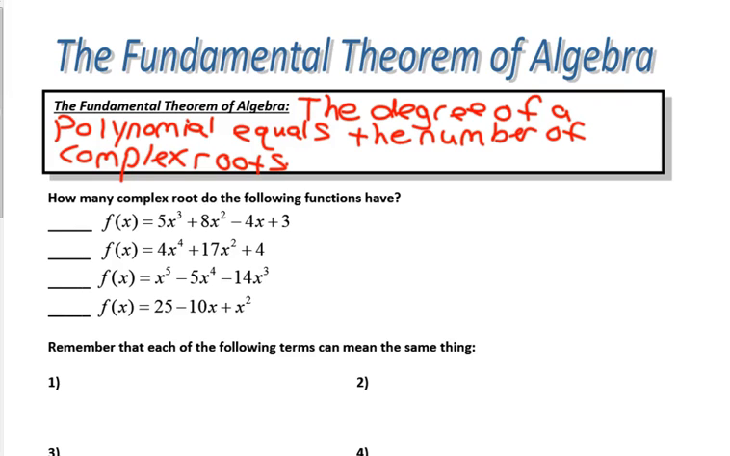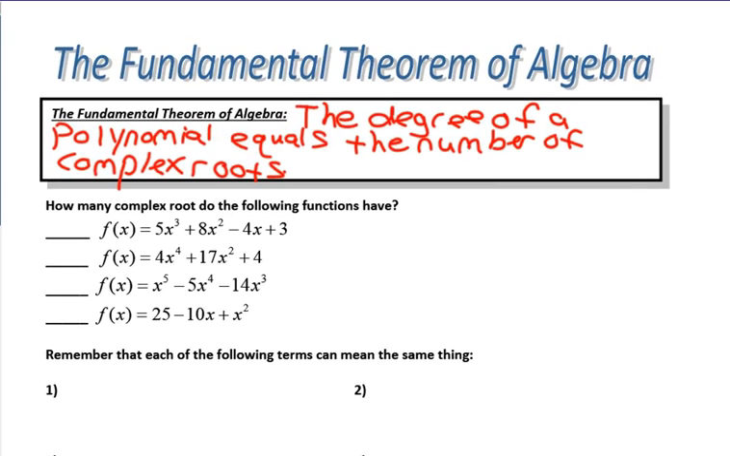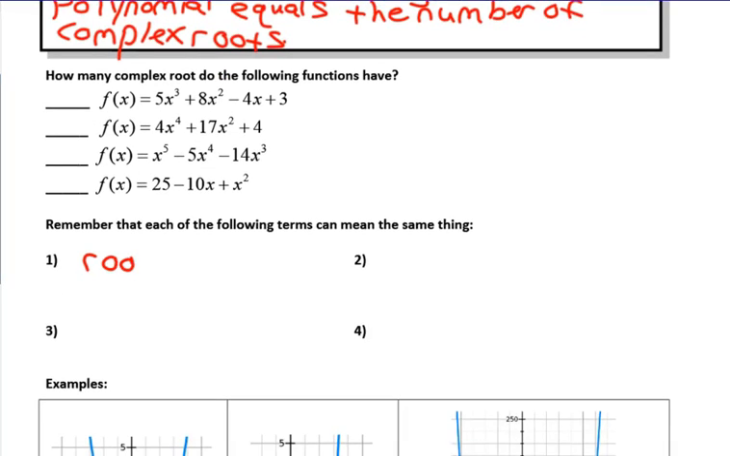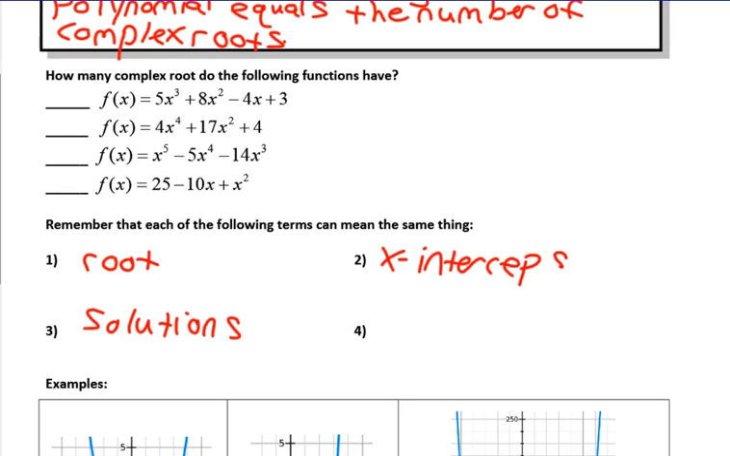First of all, what are roots? What's another word for roots? Solutions, good. Zeros. X-intercepts. Roots, solutions, zeros, x-intercepts. Solutions can mean many things, right? Because if we're talking about systems of equations, solutions mean something a little different. But here they're all the same thing.